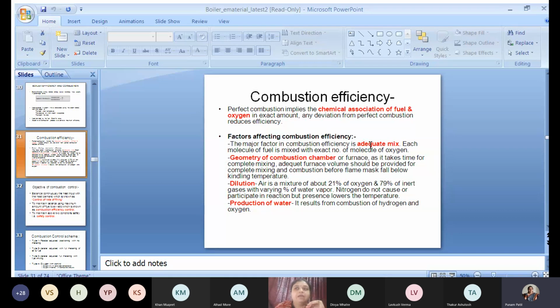To make it high, we need to monitor or control these factors: there should be adequate mixing, there should be proper geometry of the combustion chamber, dilution should be avoided. For that, excess air should not be there in the combustion chamber, production of water should be avoided, so that excess air should not be there in the combustion chamber. Okay, any doubt in this?